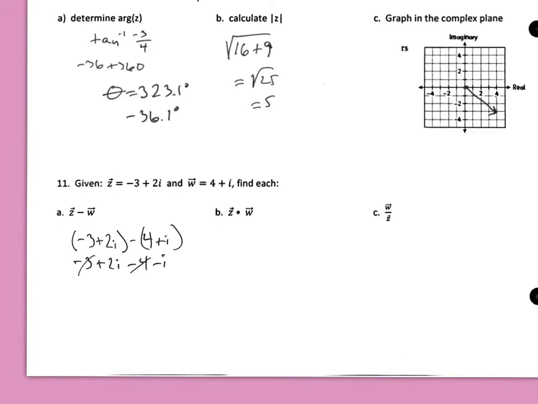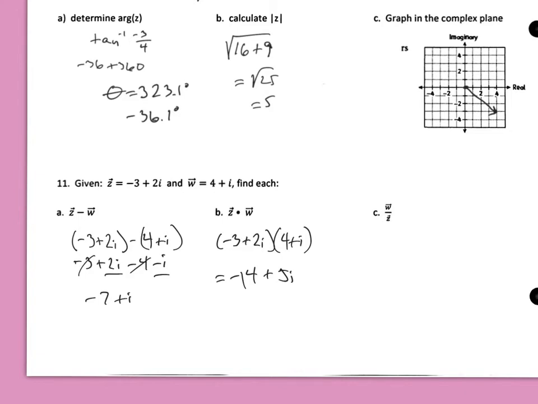Combining the real numbers, you get negative 7. Combining the imaginaries, plus i. For this one, again, you should use parentheses, especially if you're going to use the calculator. This is distributive property. I would use the calculator on this one just because it's a little bit harder. So we get negative 14 plus 5i.